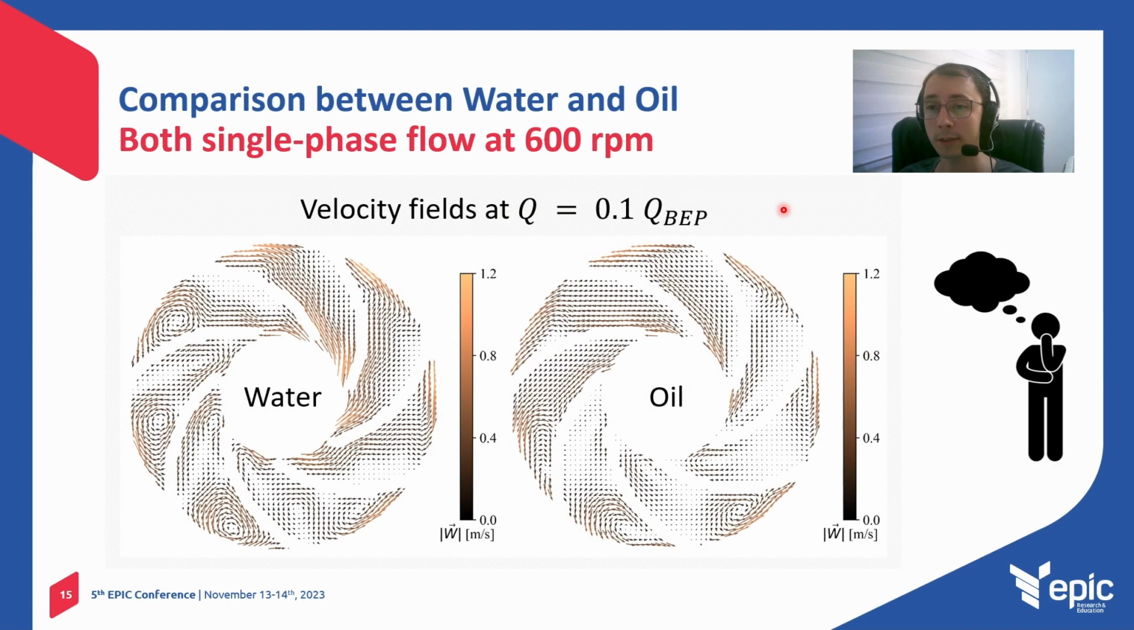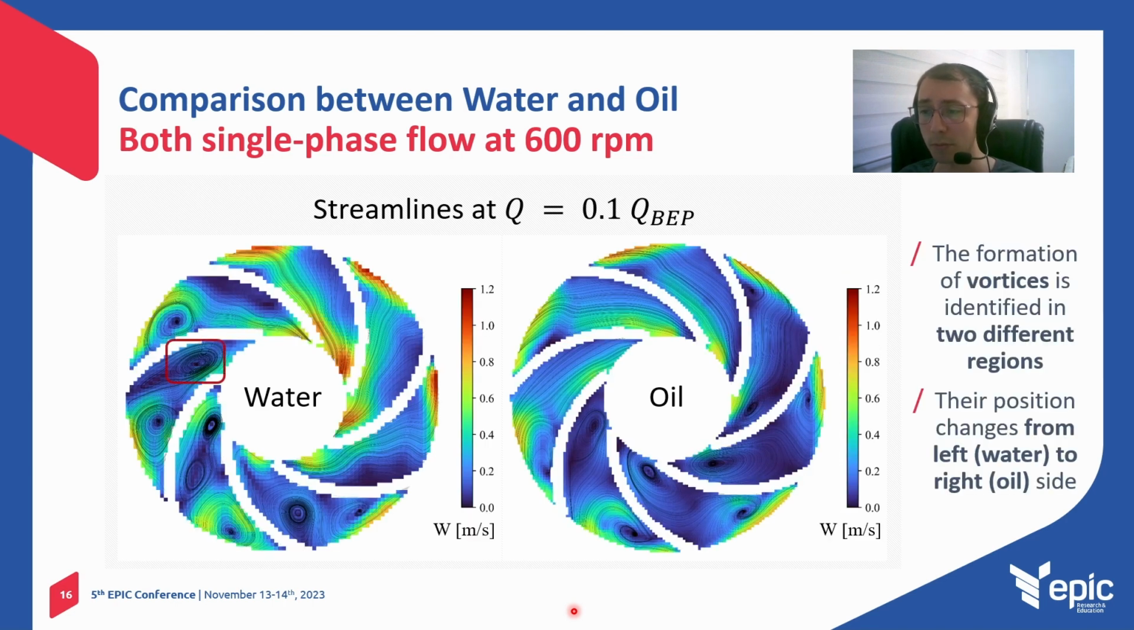Now let's have a look at this comparison between water and oil more closely. We start with the velocity fields next to the shut-off condition, 10% of the flow rate corresponding to the BEP. And now we can compare the water velocity fields and the oil velocity fields. At a first glance, there are no evident differences, but when we look at the streamlines, we can see that these differences actually exist.